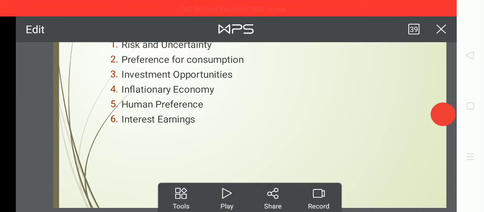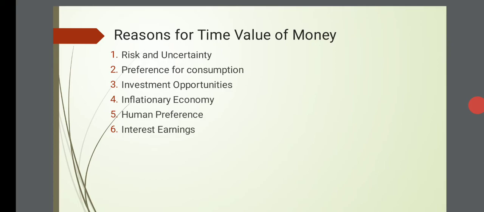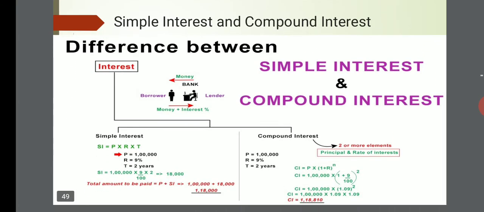Then investment opportunities, because the investment opportunities available today will give you more return, and people want to invest in these opportunities today itself. Inflationary economy, so over a period of time the value of money decreases because of inflation. Human preference, there's always a preference to get money as early as possible. Interest earnings, if you get money today, you can start earning interest on that money. So these are the reasons for time value of money.